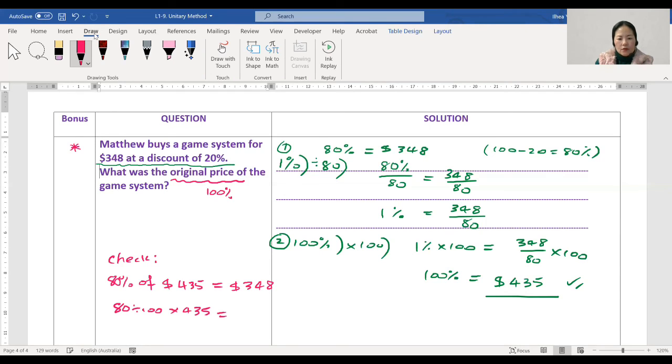So the main thing here is read the question carefully. That amount that you're given, what percentage is that amount of the total amount? So you need to think about that before you jump into using the unitary method. Okay, that's all for today's lesson. Thank you.